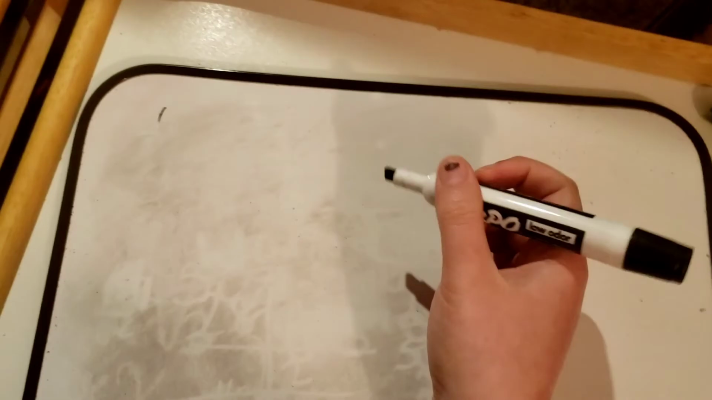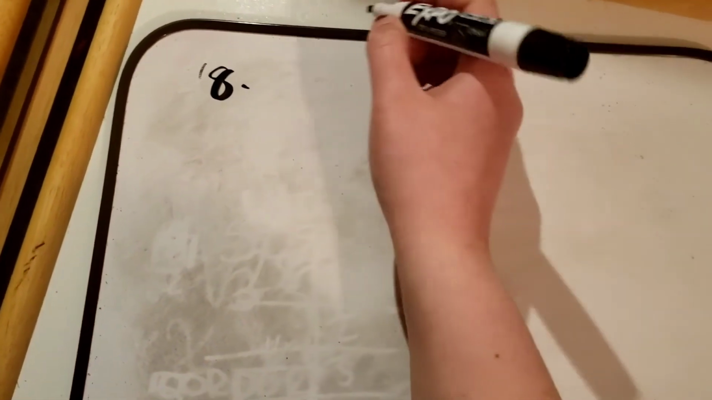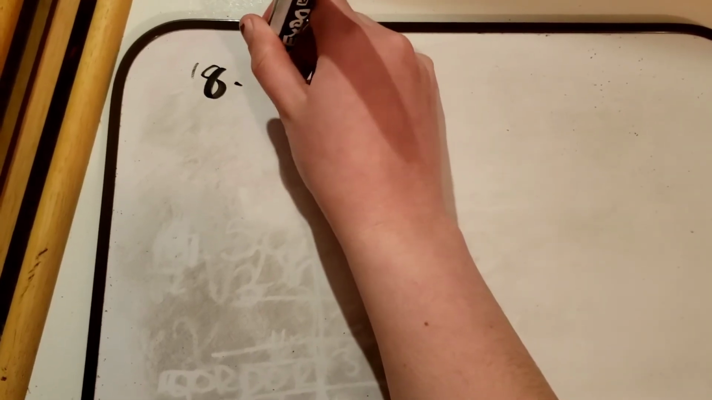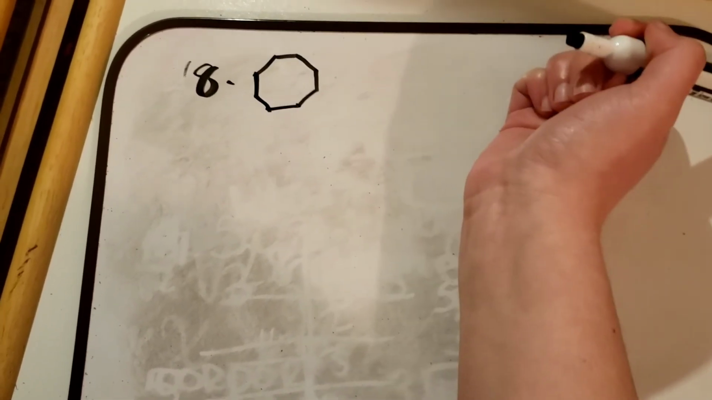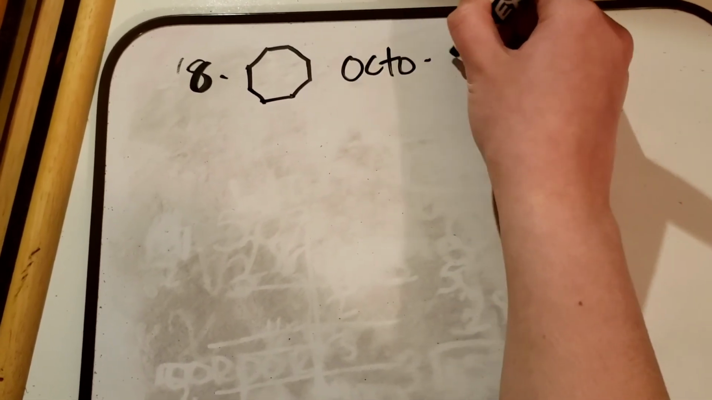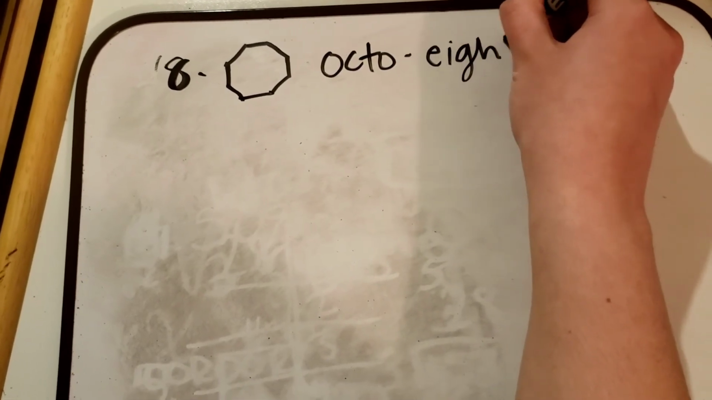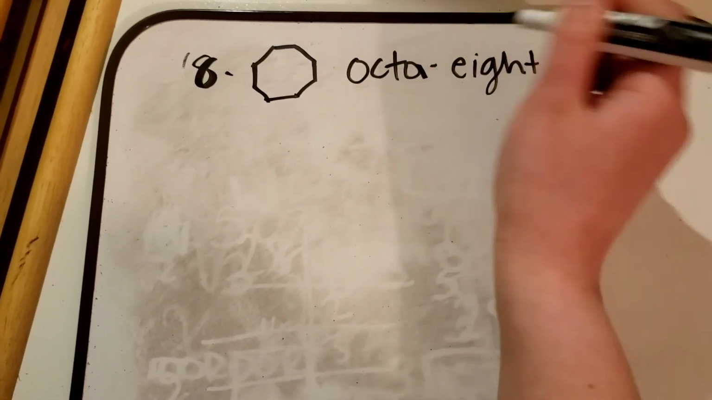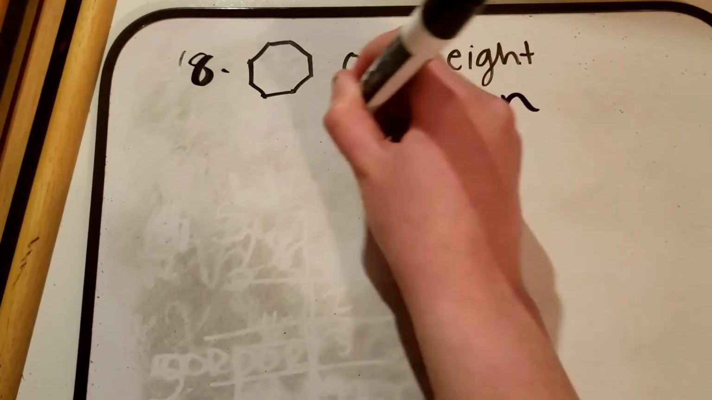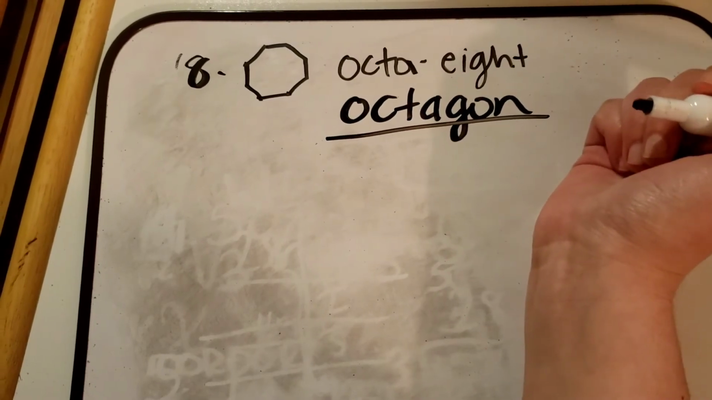All right, number 8 says, what is the name of a polygon with 8 sides? So 8 sides, we got 1, 2, 3, 4, 5, 6, 7, 8. Polygon with 8 sides. Octo means 8, or octa, sorry. So octa, octagon would be our answer. That is a shape with 8 sides.